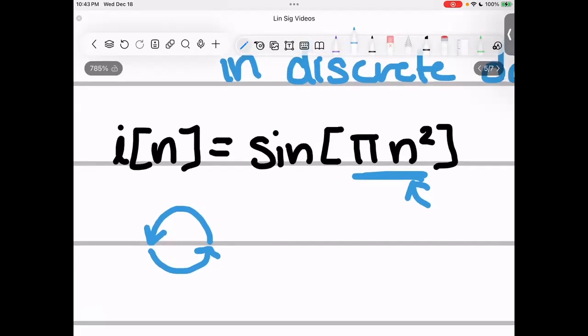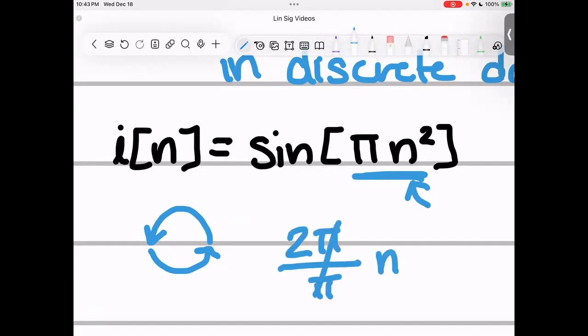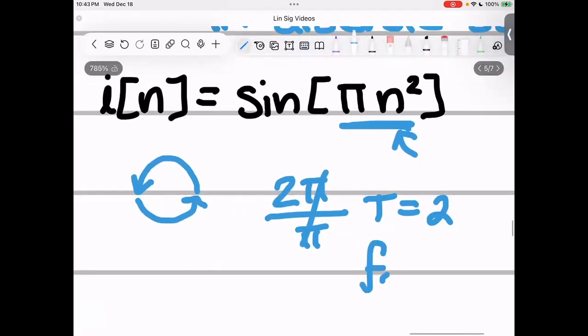So let's do our 2 pi over b. b is just pi. And T equals 2. f is 1/2.